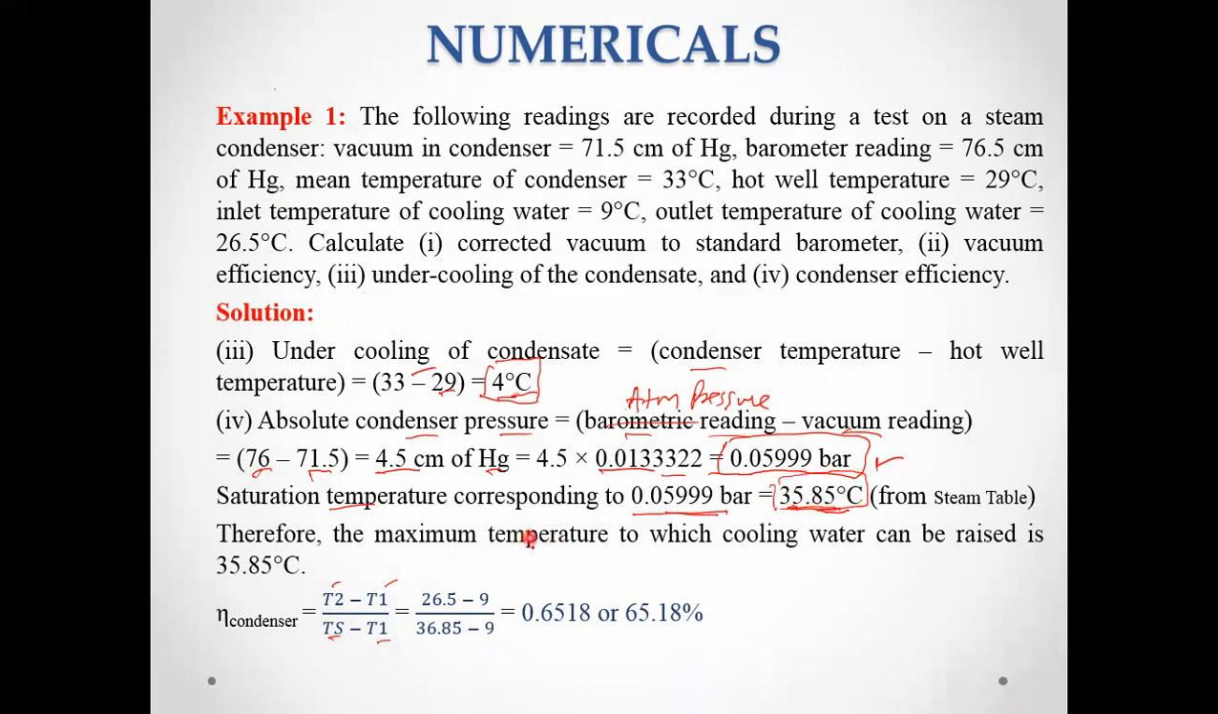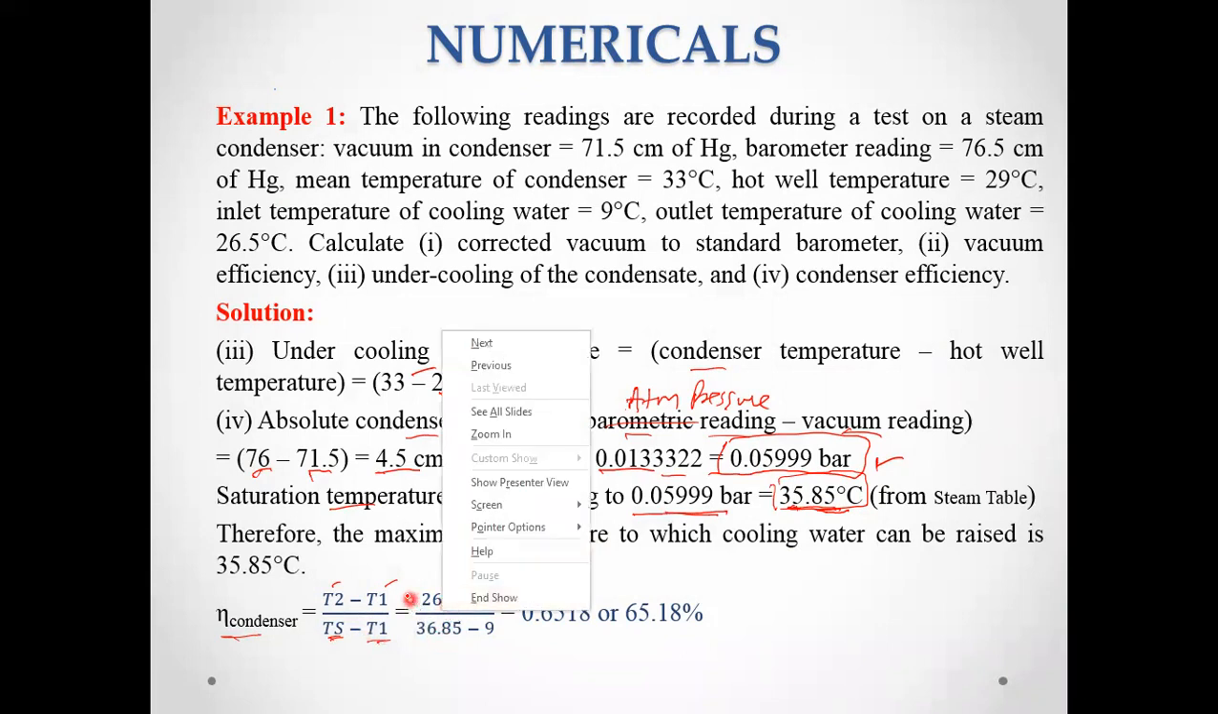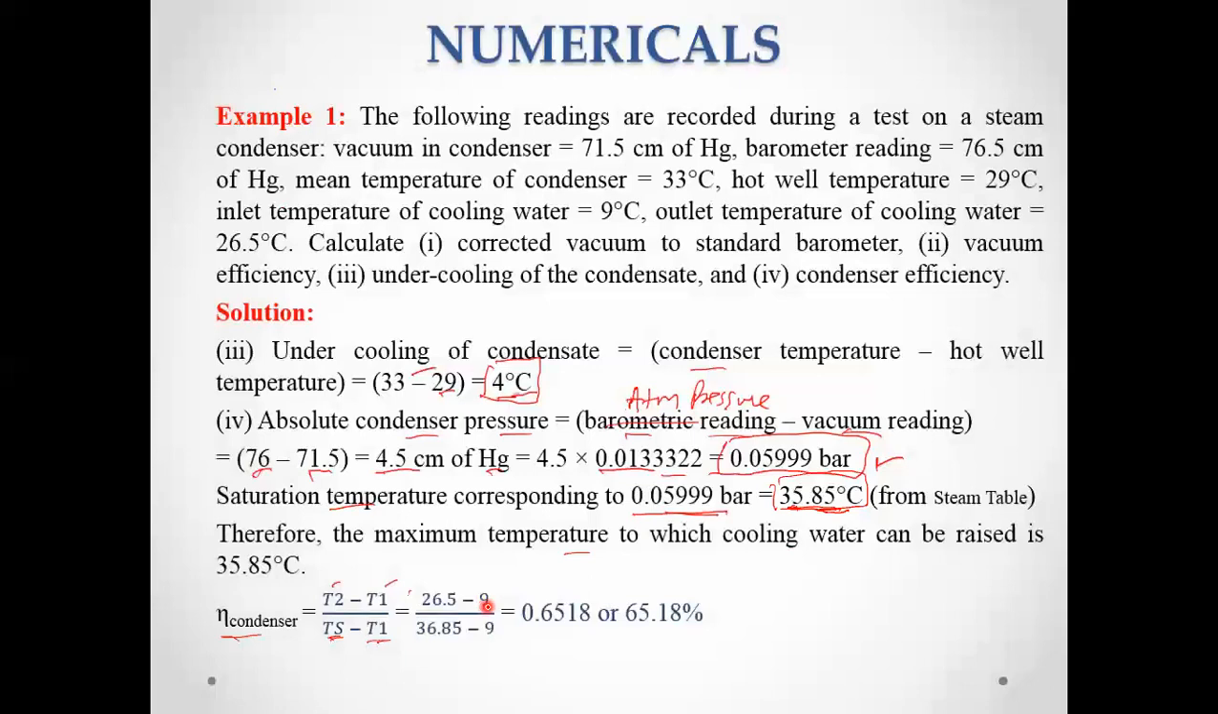Now substitute the values. The efficiency of the condenser will be equal to outlet temperature minus inlet temperature, divided by the saturation temperature of the condenser minus the inlet temperature. The outlet temperature is 26.5 and the inlet temperature is 9. So we will get 65.18 percent. So this was the first problem.